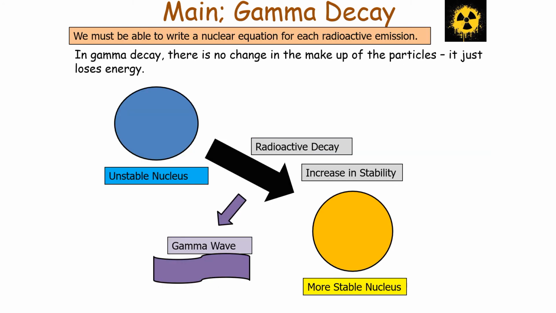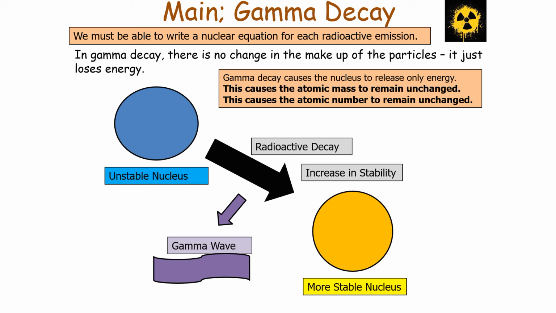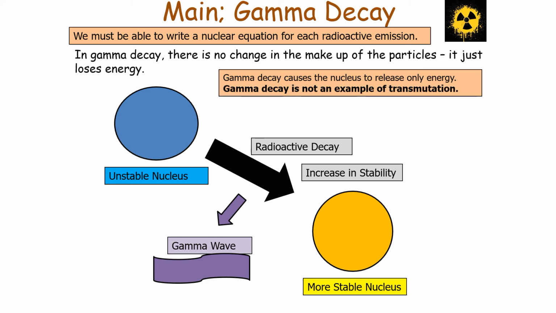Now in gamma decay, there is no change in the makeup of the particles. The unstable nucleus just emits energy. It releases energy from its structure. So gamma decay will only cause the nucleus to release energy. Therefore the atomic mass of the nucleus remains unchanged and the atomic number of the nucleus remains unchanged. Because the number of protons is not changing, the nucleus does not change element after this nuclear gamma decay. So gamma decay is not an example of transmutation.